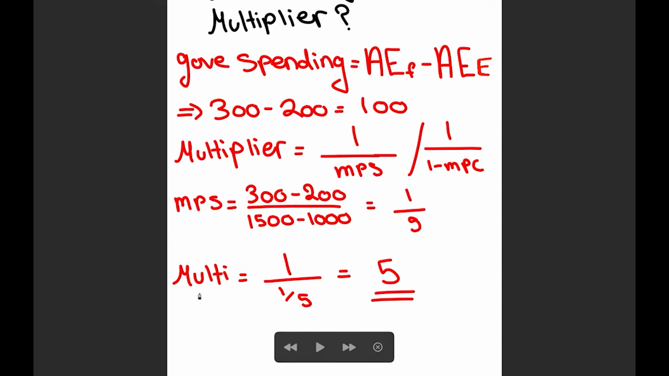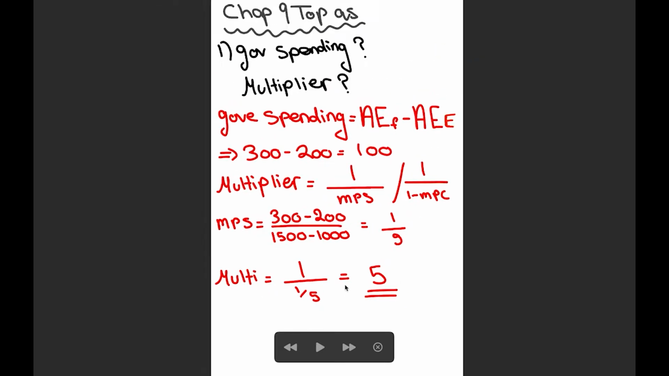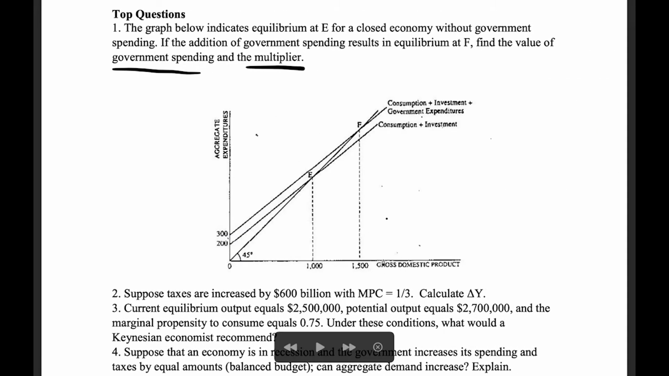Now, we need to find the multiplier. Since I already got MPS, we need to find the equation that only contains MPS, so we can find it easily and very fast. So it's 1 over MPS. That's very easy. I'll put 1 over 1 divided by 5, or 1 over 0.2. And my final answer would be 5. So in this case, I got government spending and I got the multiplier. Now let's move on to number 2.